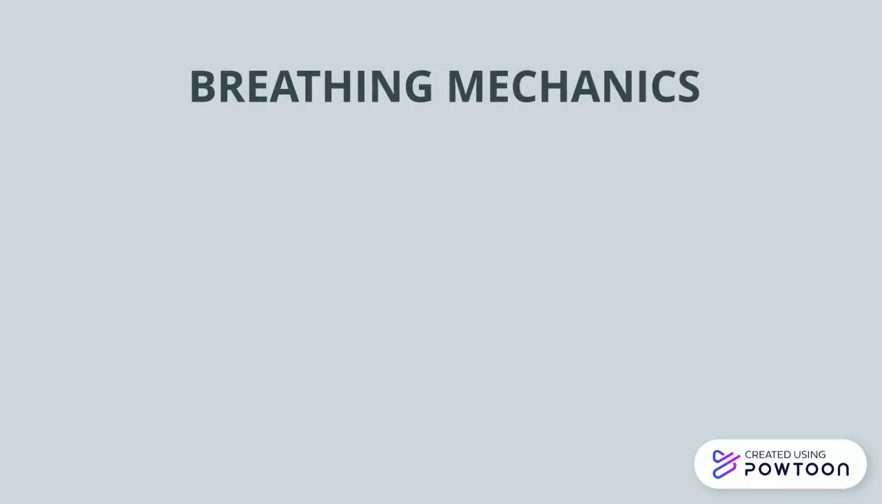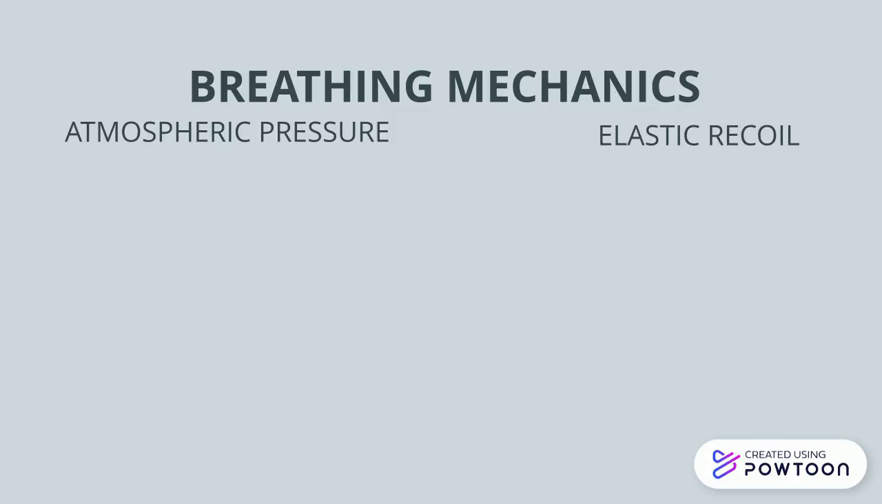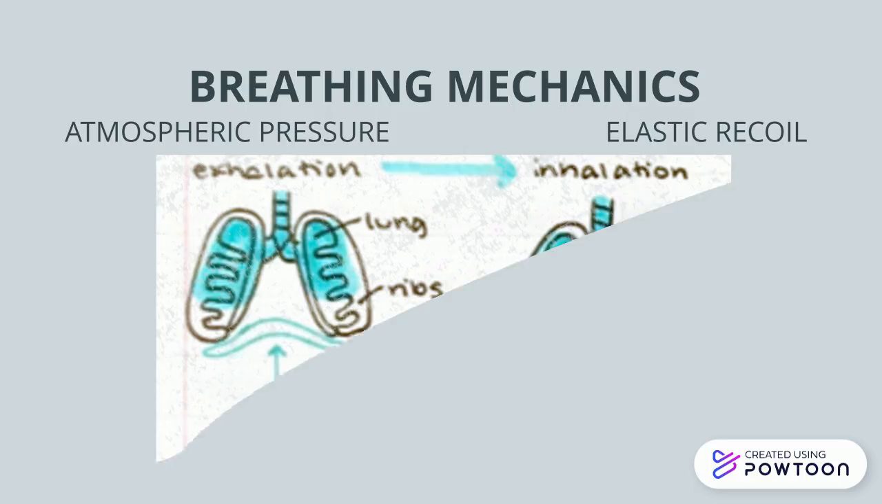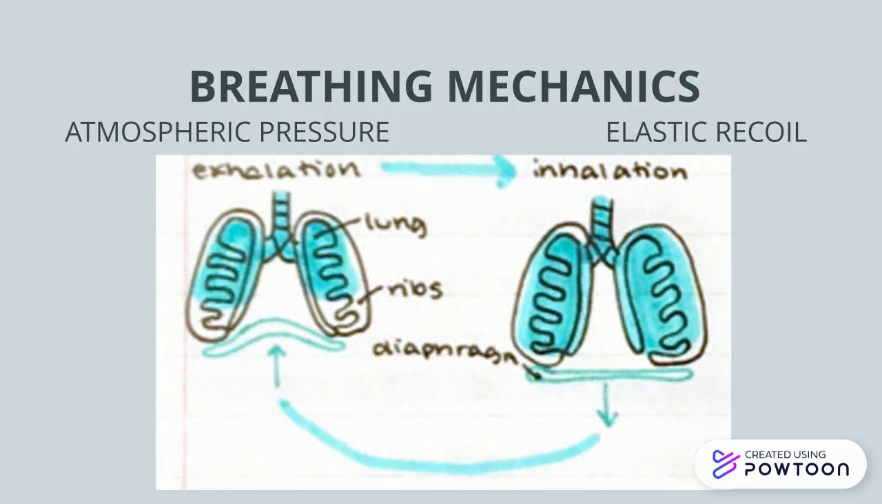Now we'll talk about breathing mechanisms. Air flows in and out of the lungs due to a pressure gradient between atmospheric pressure and the pressure inside the lungs. Air moves from high to low pressure. Normal and quiet exhalation is elastic recoil of tissues. Forceful exhalation uses internal intercostal muscles and abdominal muscles. Normal inspiration is due to a pressure difference when the thoracic cavity increases from diaphragm muscle contractions, as you can see in this diagram.